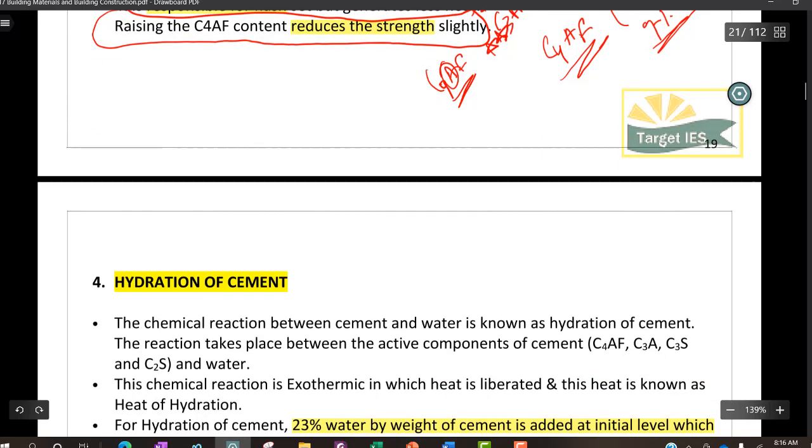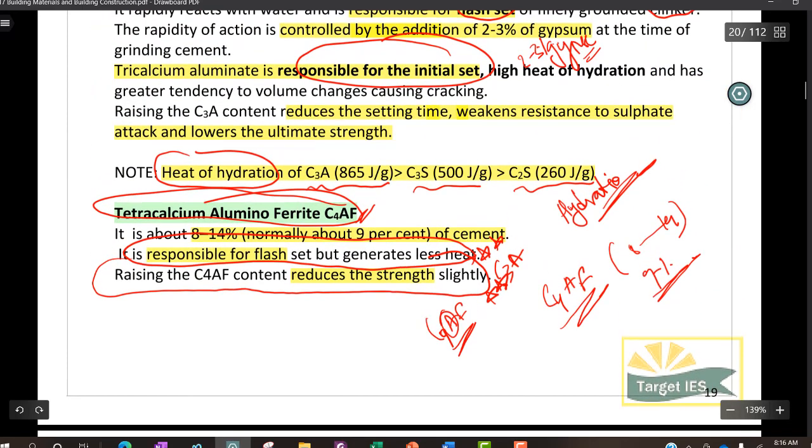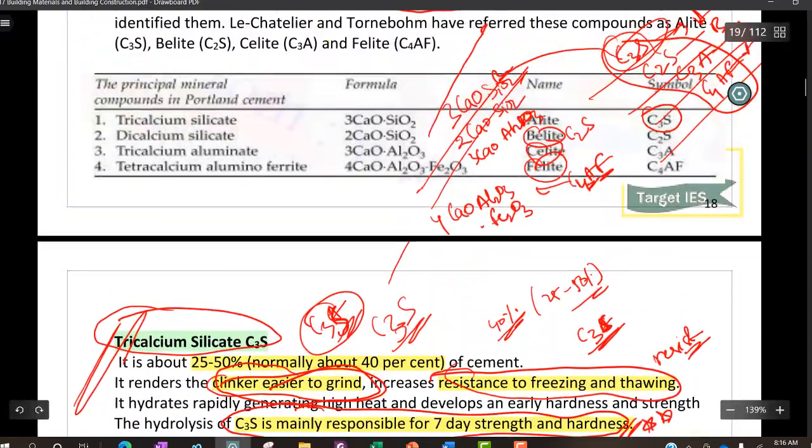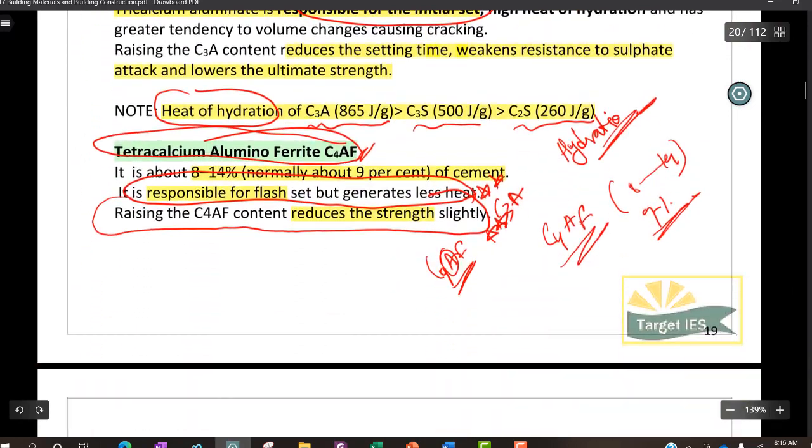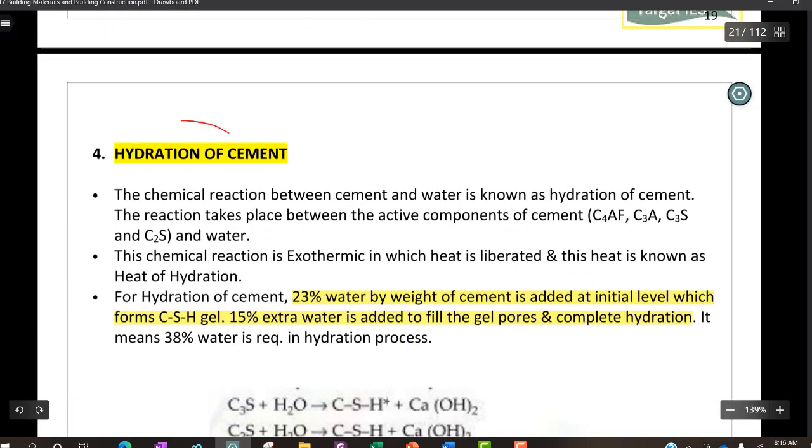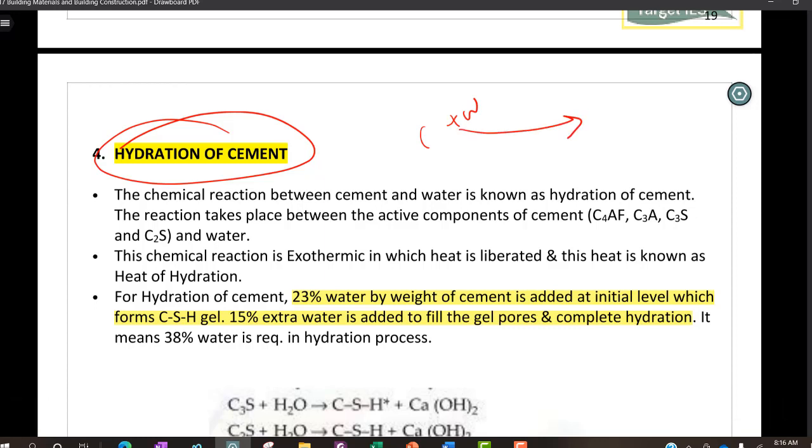These are the important points which you should remember, and if you remember this, more than enough, you will be able to answer the questions coming from Bogue's compounds. Okay, now let us see the next one, which is hydration of cement. What is hydration of cement? Obviously, there is a chemical reaction between cement and water to form the cement paste. We are calling this reaction hydration of cement, and this is exothermic, so a certain amount of energy is liberated. A certain amount of energy as heat is being liberated.